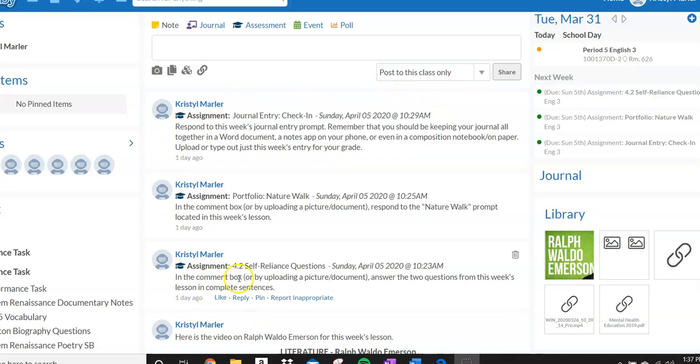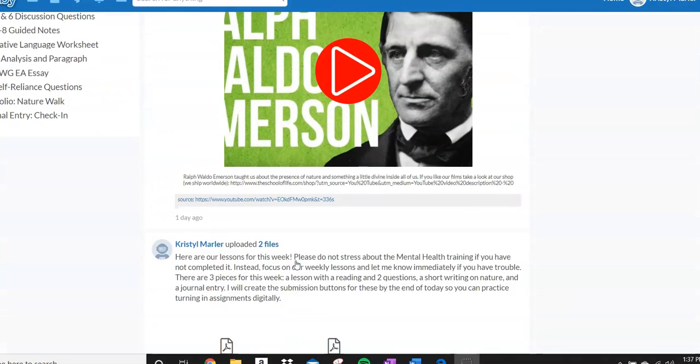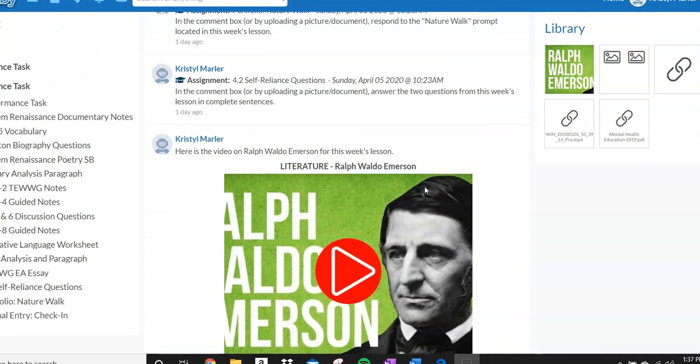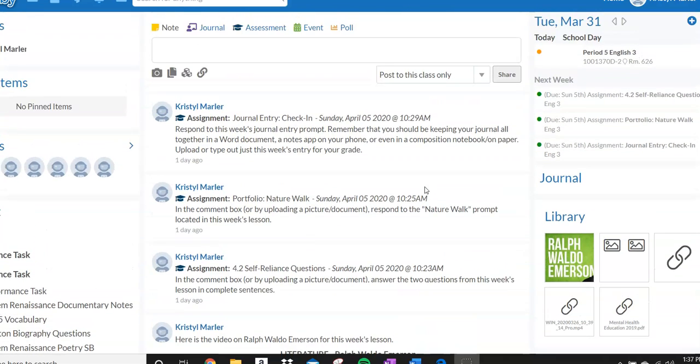Our first one is titled 4.2 because that's the springboard activity, self-reliance questions. So this has 2 different texts in it, the entire activity. I'm only asking you to do one, and that one is called self-reliance. It says in the comment box or by uploading a picture/document, answer the 2 questions from this week's lesson in complete sentences. If you didn't read below, and get the digital learning expectations and the e-learning week 1 documents, then you probably don't know what those questions are. So we are going to go over those in just a sec.